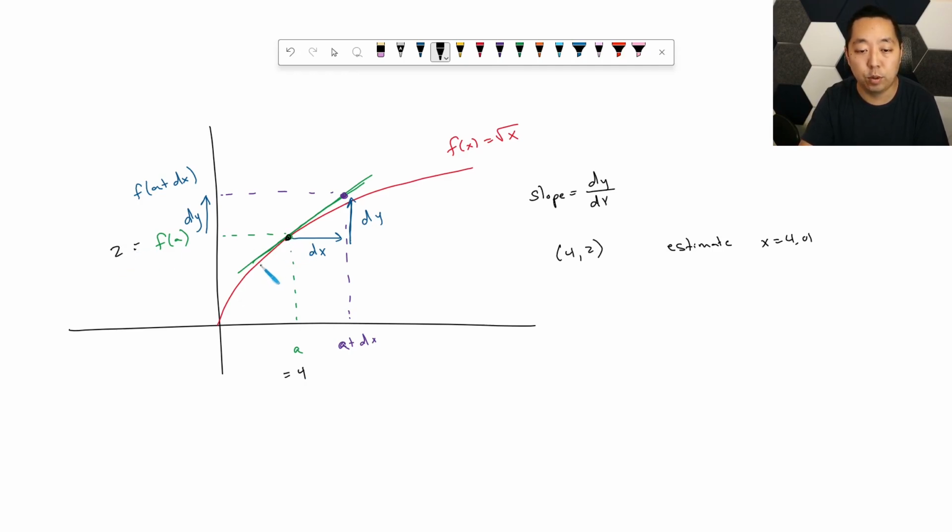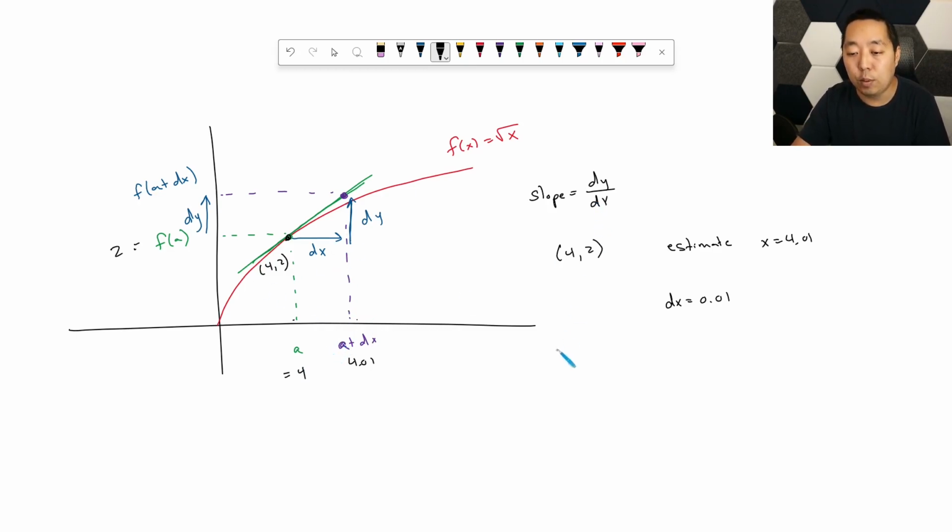Because this is the point (4, 2). And then we're going to say, what's the dx? dx would be our distance. In this case, dx would be 0.01 because it's the spacing between here and here, the distance horizontally between where I want to estimate my value and where my actual value is.